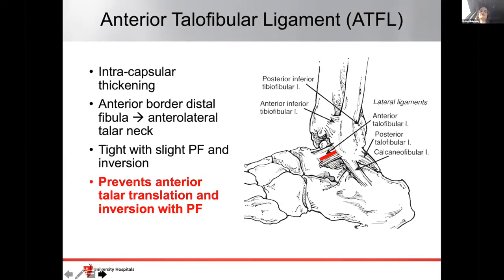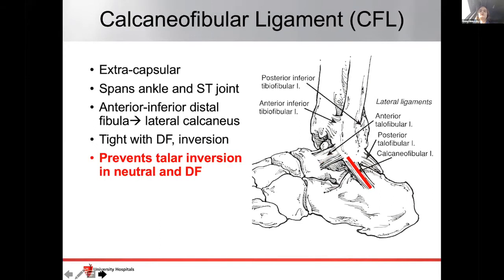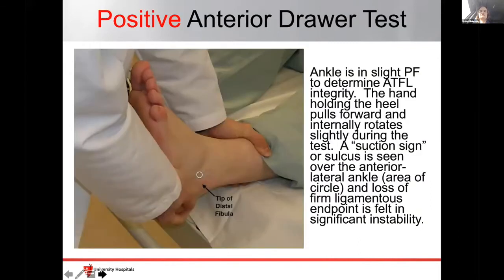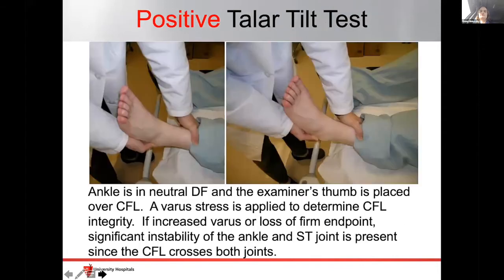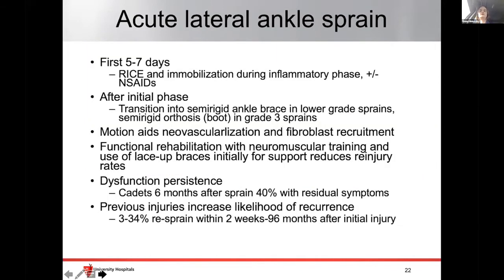If you look long-term, 6 months down the road, most patients will still have some sort of muscle fatigue or muscle strength issues, so they have not fully recovered. And so we really need to treat these well. This is just a nice picture of the anterior talofibular ligament that's tight in slight plantar flexion. You have the calcaneofibular ligament, which is also involved at times, and it prevents inversion in the neutral position. So on exam, do a drawer test, or you can do a talar tilt to determine if the CFL is intact or not.